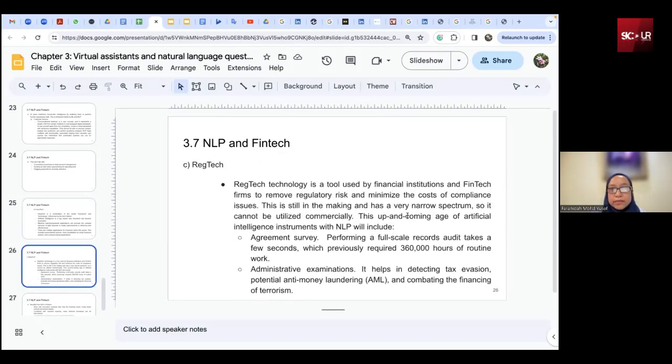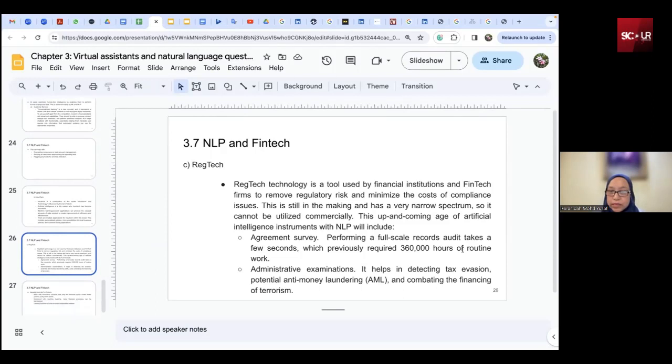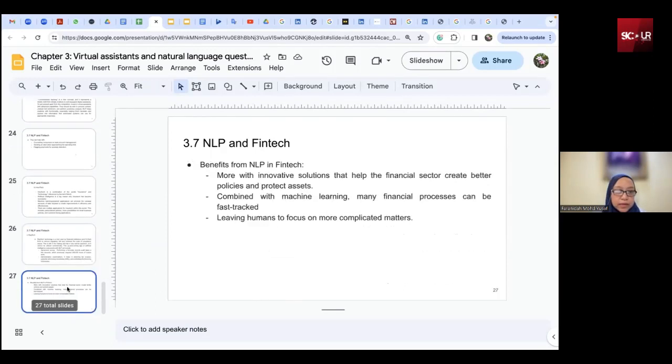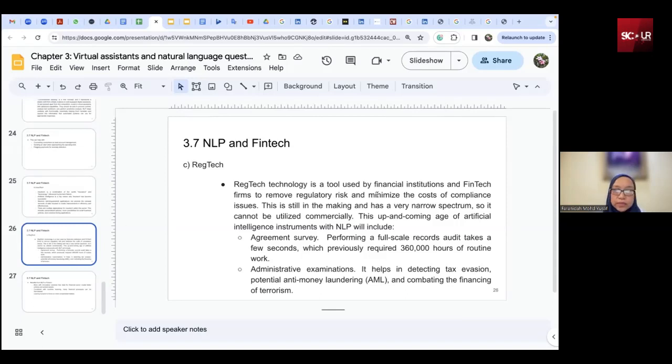Okay, RegTech is a tool used by financial technology and fintech firms to remove regulatory risks and minimize the cost of compliance issues. Regulator technology. Oh, dah okay. This is still in the making and has a very narrow spectrum, so it cannot be utilized commercially lah. So in this up and coming age of artificial intelligence, it will include the agreement survey, administrative examinations, mungkin tax lah, audit ke kan. And then that's all lah, that's the only bit.